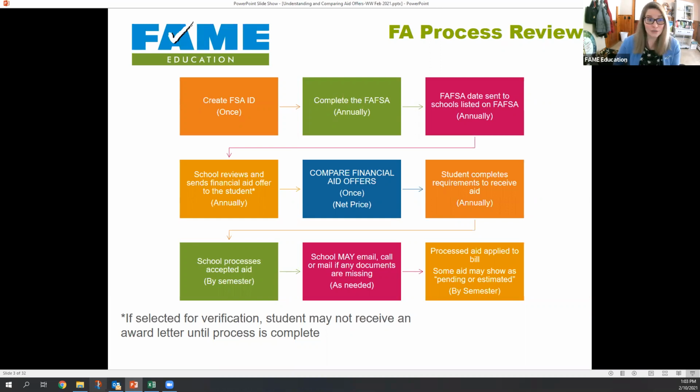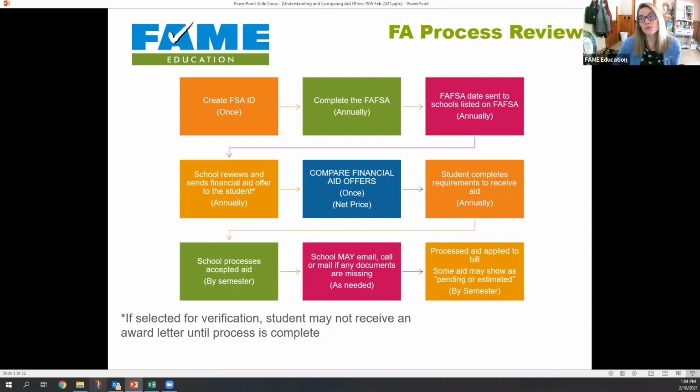Then the FAFSA is completed. So that has to be done every year that the students are interested in receiving financial aid. The information is sent electronically to the schools that the student indicates they're interested in. And the school reviews the information and sends a financial aid offer, which is what we're talking about today. So this is where we're at in the process, where many students are at this point.